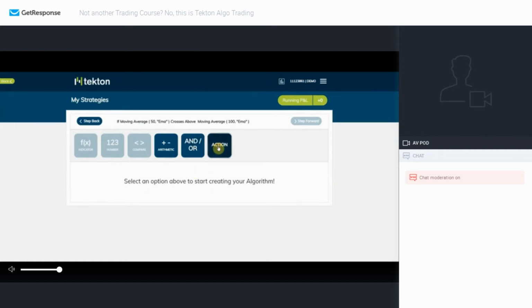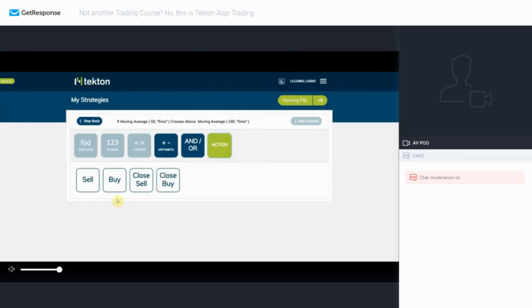The action button, click, and we have buy. Now you can also use in Tekton a close sell and a close buy. So you can actually tell Tekton to close your trade for a condition as well. Now you notice we earlier put the 20 and 60 pips of stop loss and take profit, but here I'm just going to use buy. But you can use a close buy or a close sell function to close your trades as well.